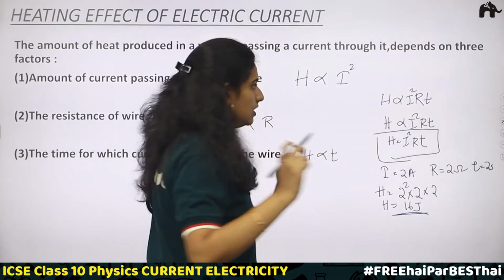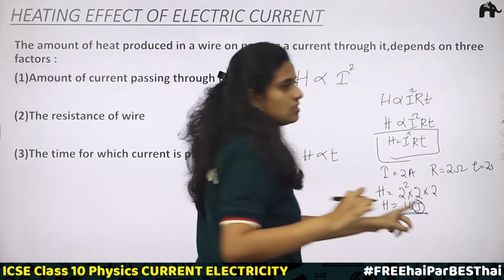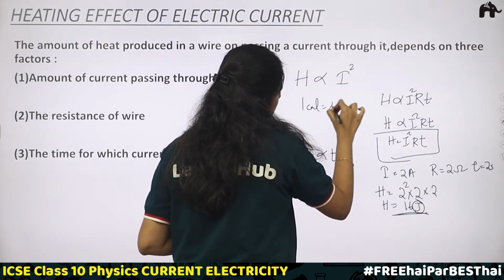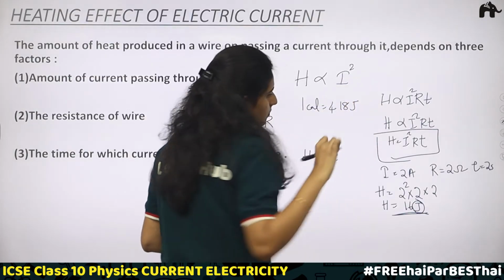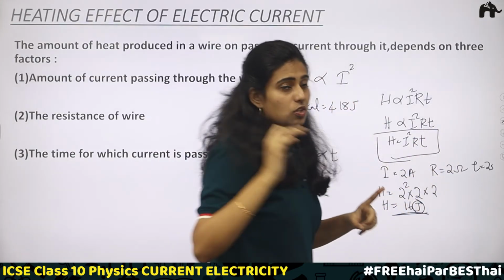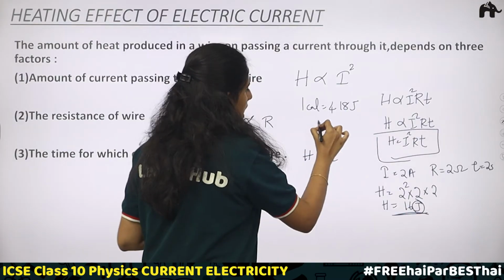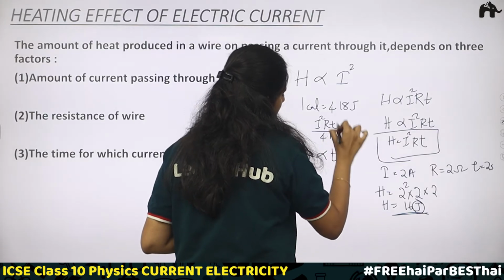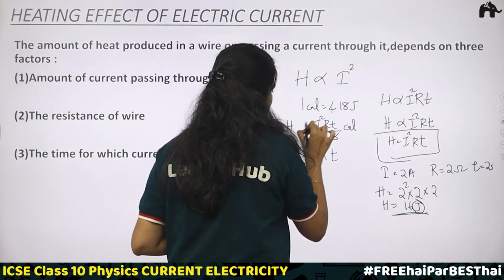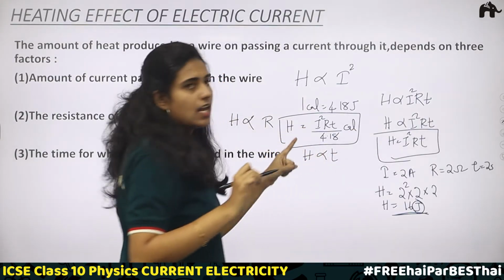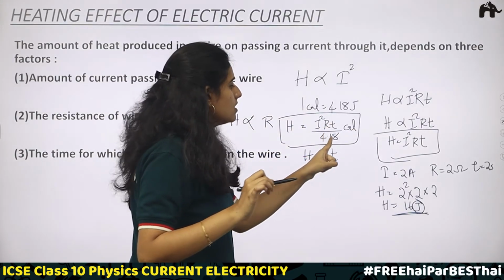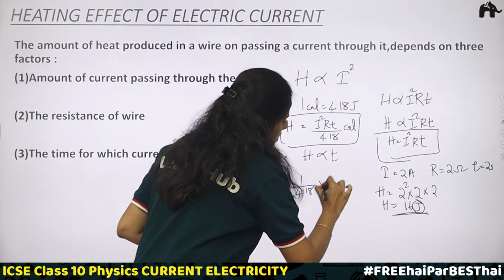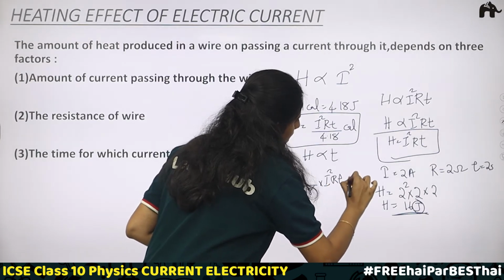Okay, so remember one important thing. Heat energy you get in joules. If you need heat energy in calories, 1 calorie is equal to 4.18 joules. So here you are getting it in joules. To get it in calories, I square RT should be divided by 4.18. Then you will get the heat energy in calories. Heat energy in calories is I square RT divided by 4.18, or you can write this as 1 by 4.18 into I square RT calories.